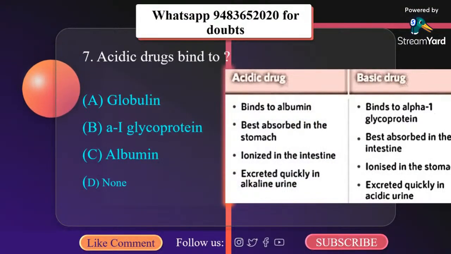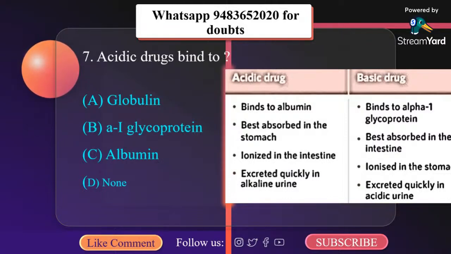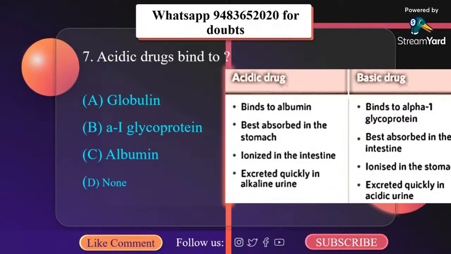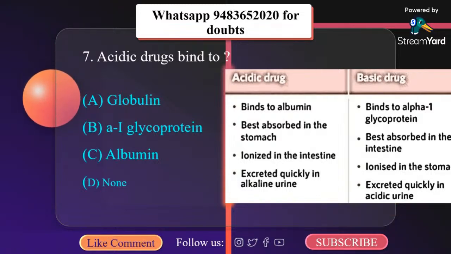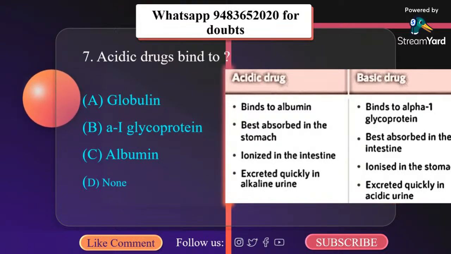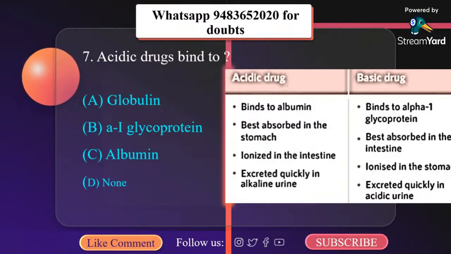Acidic drugs bind to A. Alpha globulin, B. Alpha-1 glycoprotein, C. Albumin, D. None. Now, the acidic drug binds to albumin. Acidic drug is best absorbed in the stomach. Acidic drug is ionized in the intestine. Acidic drug is excreted quickly in alkaline urine. Basic drug binds to alpha-1 glycoprotein, is best absorbed in the intestine, is ionized in the stomach, and is excreted quickly in acidic urine.